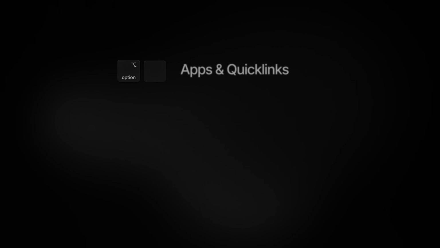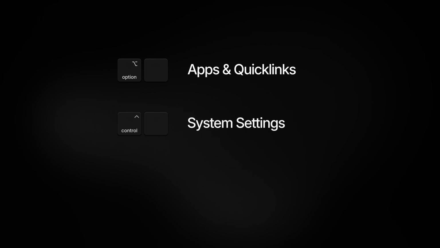So the first method is one modifier, one category. That means that you can choose option plus something for all of your apps, control plus something for all of your system commands, and shift command something for everything that's AI related. The idea here is that you are choosing one modifier for one category of commands or apps.